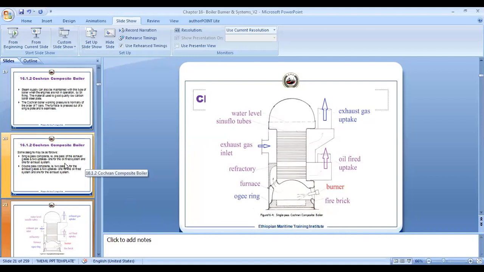This Cochrane boiler also has a working pressure normally of about 7 bar, and the furnace is pressed out of a single plate, and it is required to be seamless. And the plating is good quality, low carbon boiler steel plate.